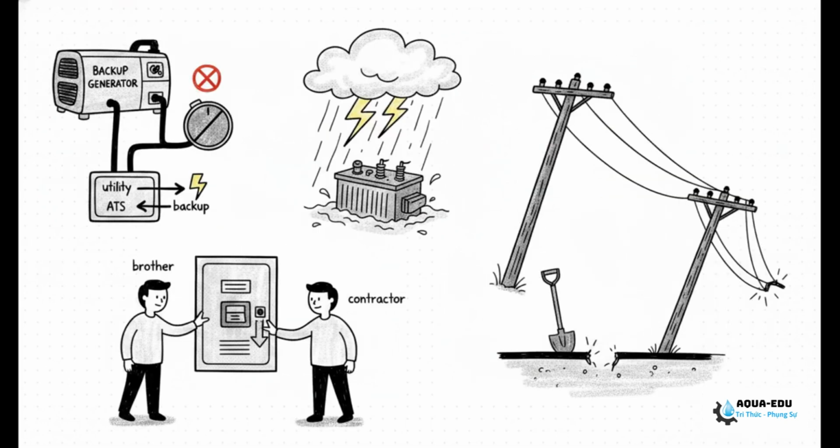But there are definitely other culprits too. We might have a backup generator that just flat out failed to start because of a weak starter battery, or an automatic transfer switch that didn't flip. Weather is a huge factor too. A severe storm could easily flood a transformer or knock down some lines. And, well, we have to admit there's always that low probability but very real chance of human error, like one of the brothers accidentally tripping the main breaker during routine maintenance, or a contractor cutting a buried cable.